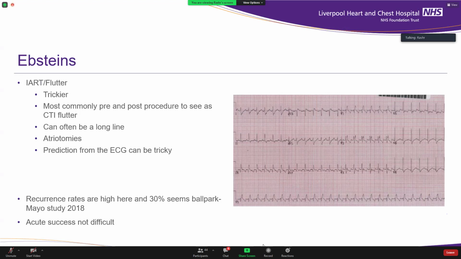What's important here is what's illustrated by the Mayo group, and what I say to all of the most complex structural cohort: recurrence rates are high. If we can buy time, buy some improvement, we will, but the patients should prepare themselves to come back and that they are likely to get further arrhythmias. Similarly in this gentleman, acute success wasn't difficult, but durable success is.